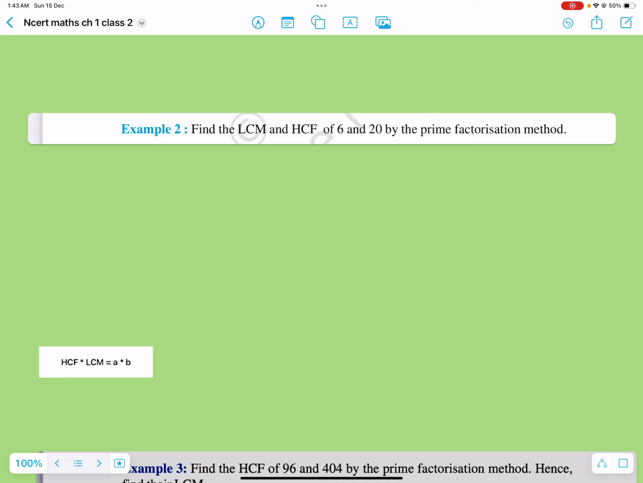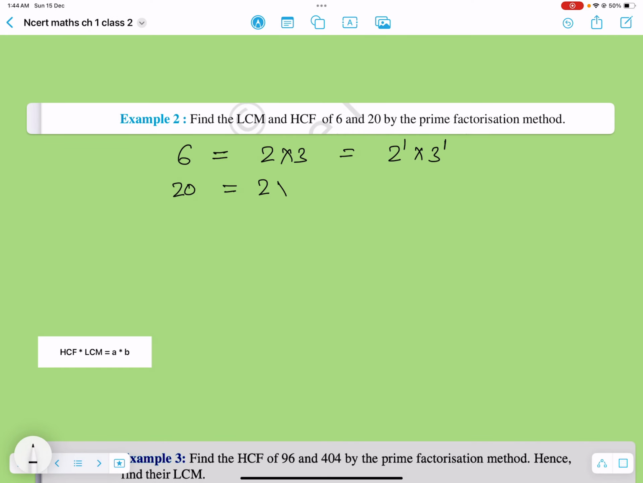So let's write down 6. The factors of 6 would be 2 multiply 3, or you can say 2 raised to power 1 and 3 raised to power 1. The second number is 20. So for 20, you can have the factors as 2 multiply 2 multiply 5, or you can say 2 raised to power 2 and 5 raised to power 1.